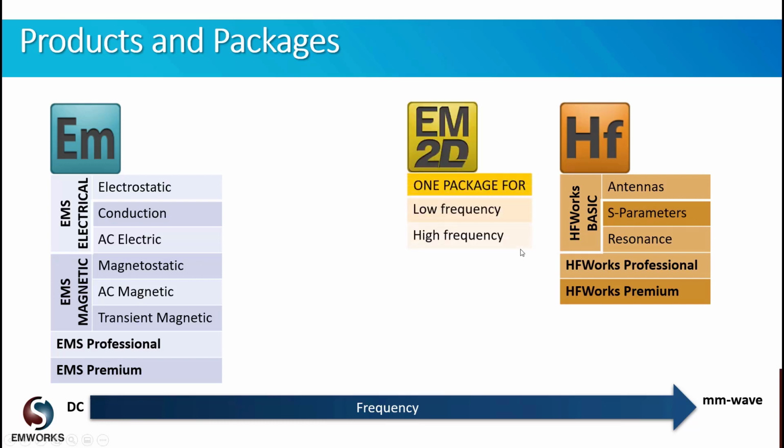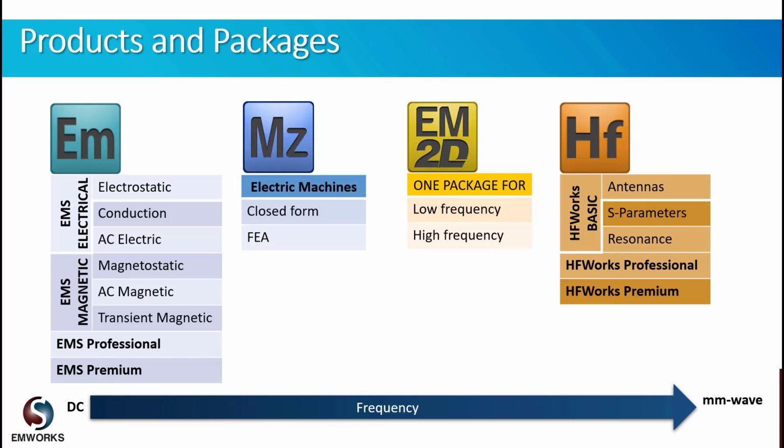EMworks 2D is a 2D and axisymmetric electric and magnetic field modeling software for frequency ranging from DC to few hundred megahertz. It covers the same applications as EMS. Motor Wizard is a template-based motor design software. It offers analytical and finite element analysis for BLDC and permanent magnet motors.